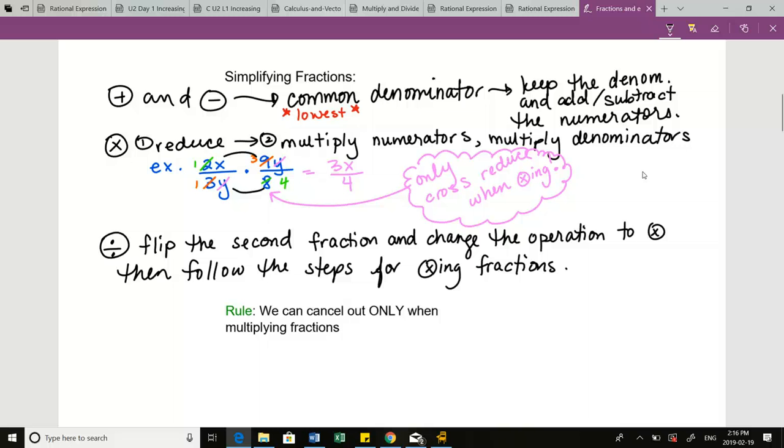Okay, when I flip the second fraction, I only swap the numerator and denominator. I don't have to do anything else. No signs change or anything like that. So we're literally just taking it and flipping it upside down.